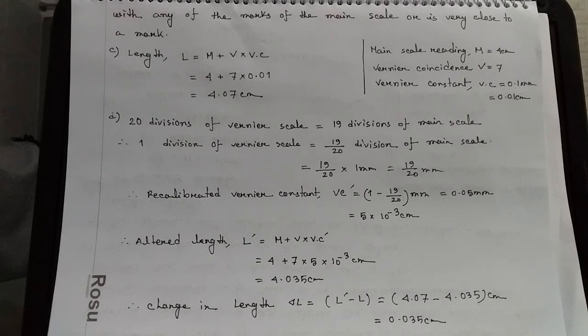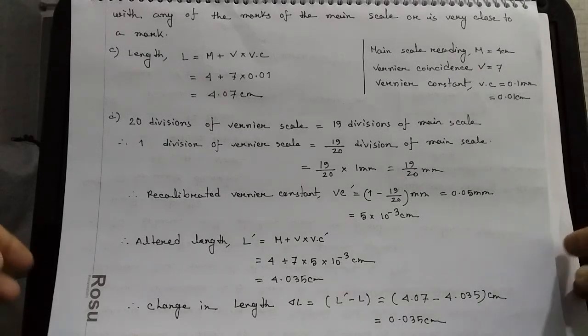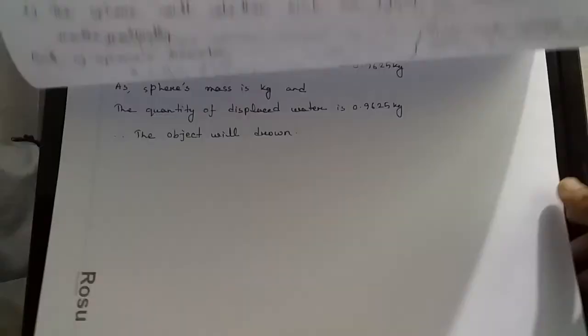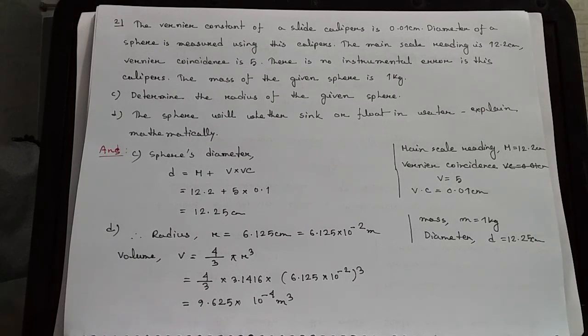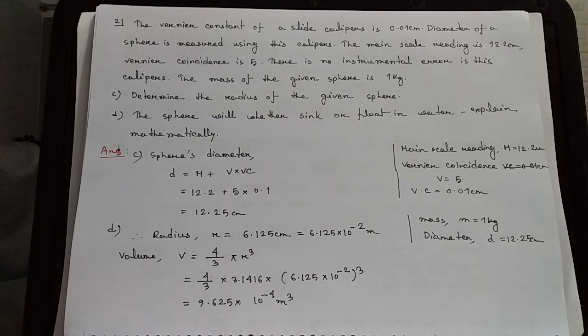Now we will try to solve another question. Question number 2 is also related to the Vernier scale or slide calipers. What is the stem over here? The Vernier constant of a slide calipers is 0.01 centimeter. The diameter of a sphere is measured using these calipers. The main scale reading is 12.2 centimeter, and the Vernier coincidence is 5. There is no instrumental error in these calipers. The mass of the given sphere is 1 kg.